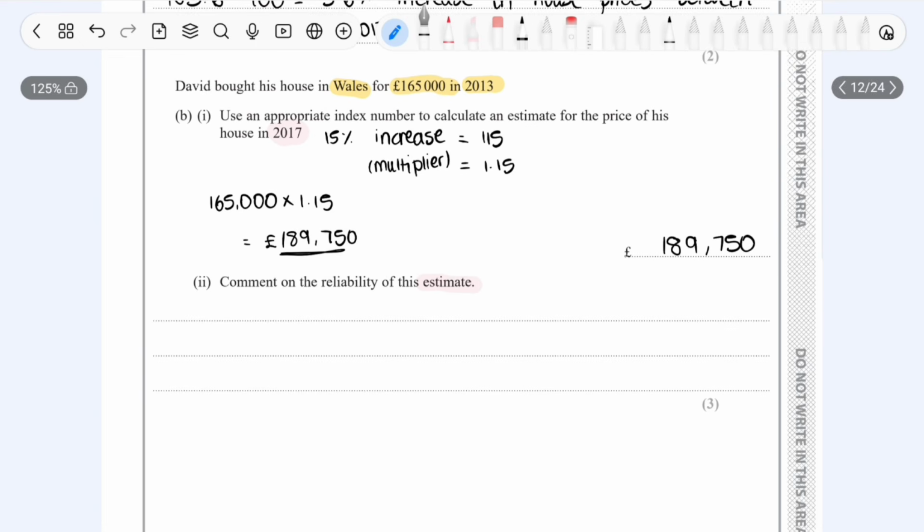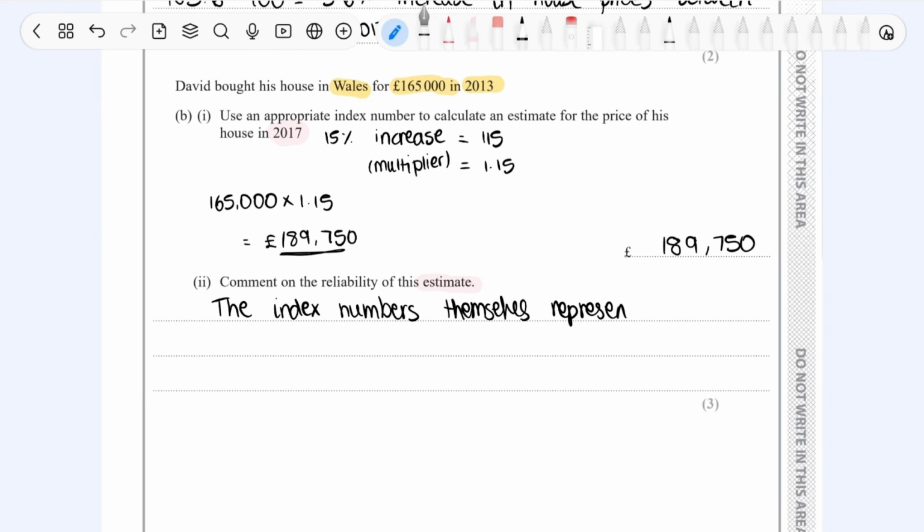However, we don't actually know this, so what we can write is that the actual index numbers themselves represent the average increase in house prices. We can also write, however, that the actual price of the house for his specific one may vary.